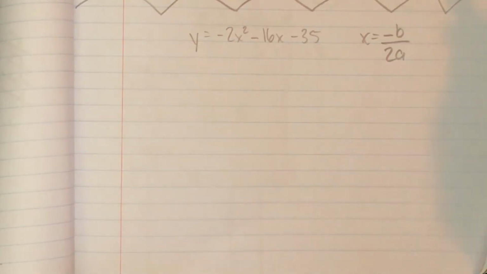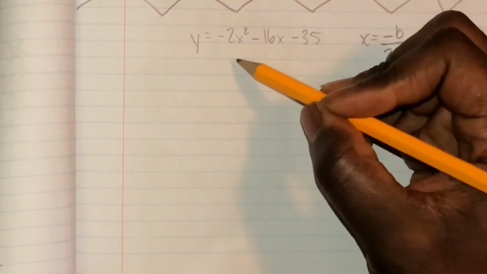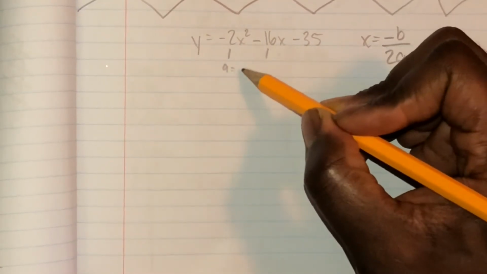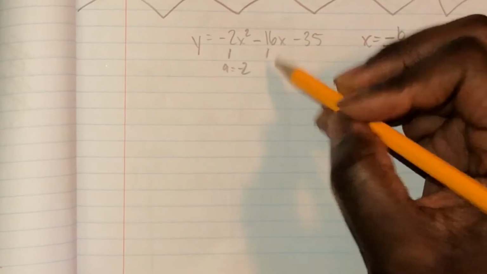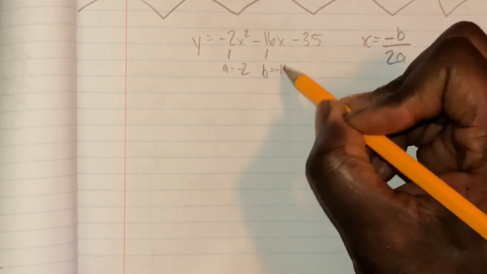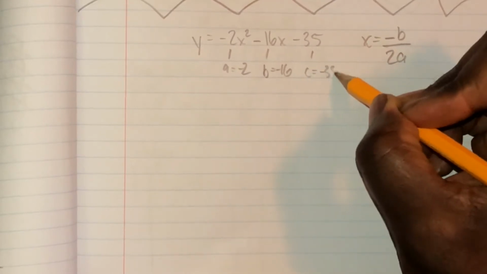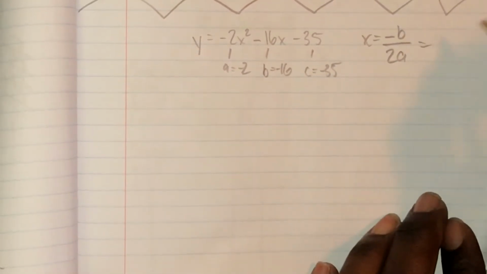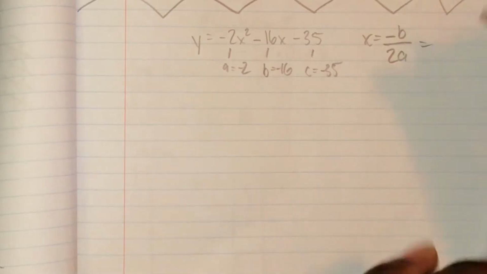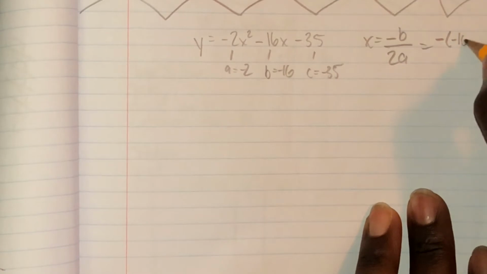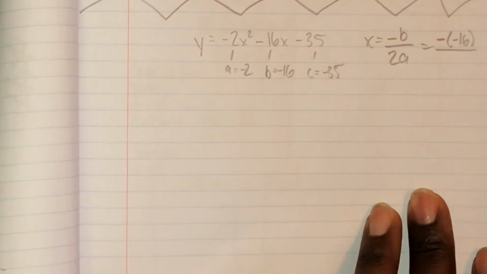All right? So in order to find my x, I'm going to look at this again. This is a. A is negative 2. This is b. B is a negative 16. And this is c. C is a negative 35. Okay? Now I'm substituting in the values that I'm going to need for the equation. A negative 16, make sure you're careful, over 2 times negative 2.